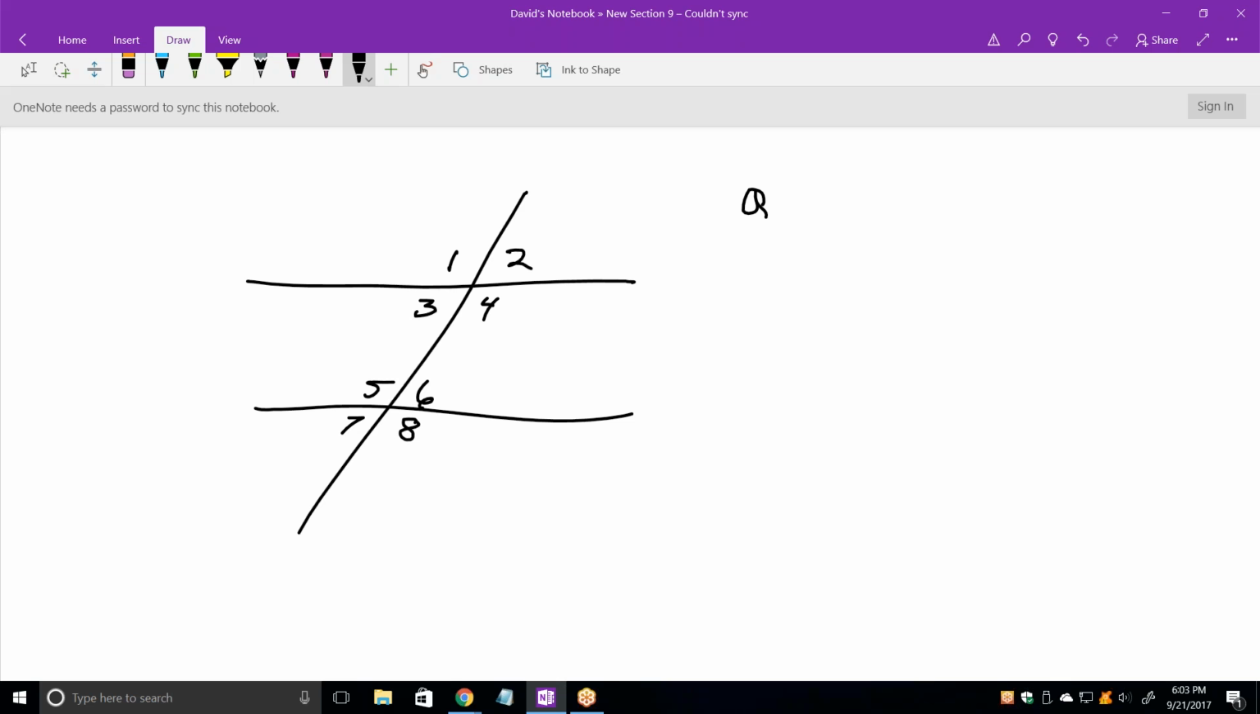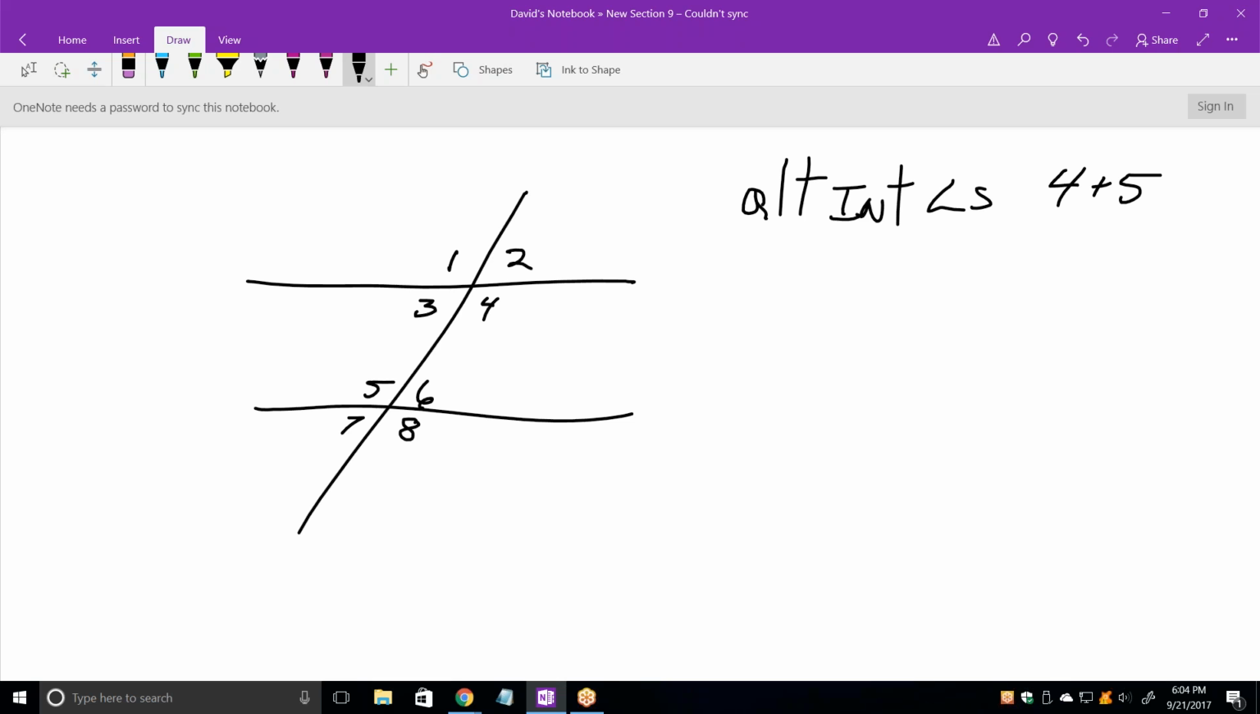Alternate interior angles. Which are those? Give me an example of an alternate interior pair of angles. Would be 4. And what else? 4 is definitely, but 6. You need 2 of them. In other words, these things come in pairs, not 6. And alternate means the other side of the line, the transversal. So 4 and 5 would be alternate interior angles.